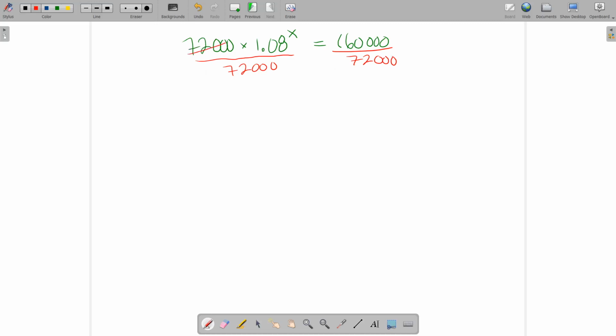So on the left side, we have a number divided by itself, which is 1, and 1 times 1.08 to the x is 1.08 to the x. On the other side, we can clean this up a wee bit, and we can divide top and bottom by 1,000. That's 160 over 72. Let's see, we could cut each of those in half. Divide by 2. Maybe you have a calculator that does this for you, so that'd be 80 over 36. Cut it in half again, 40 over, would that be 18? Wow, it keeps going. 20 over 9, hopefully that's correct.